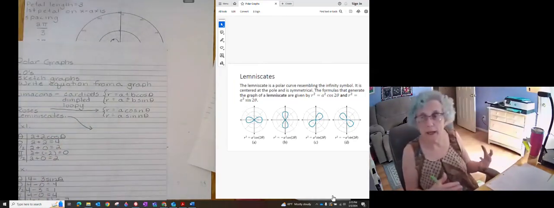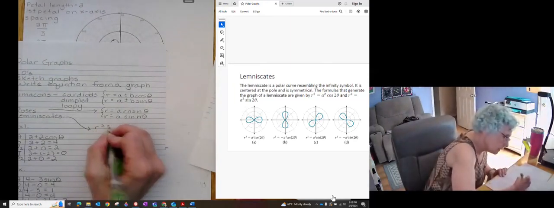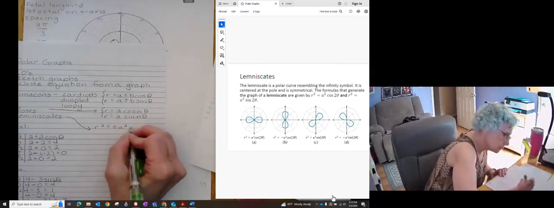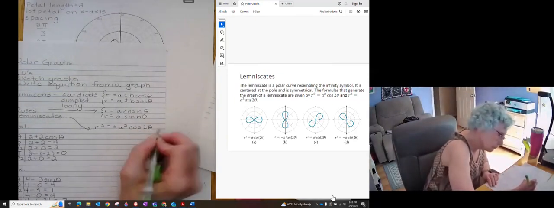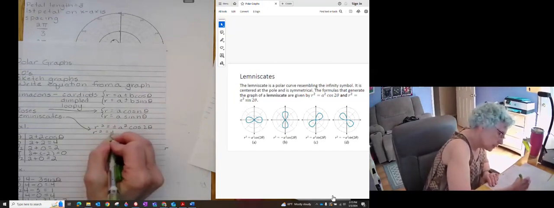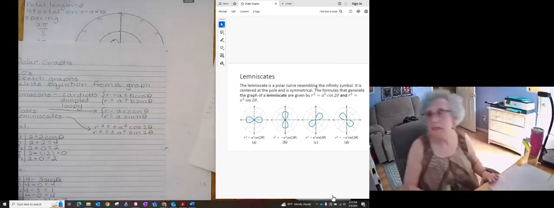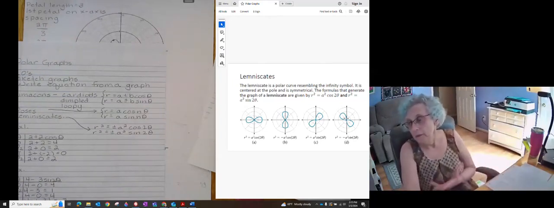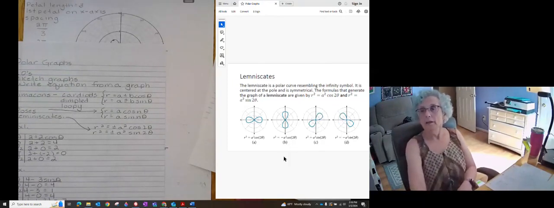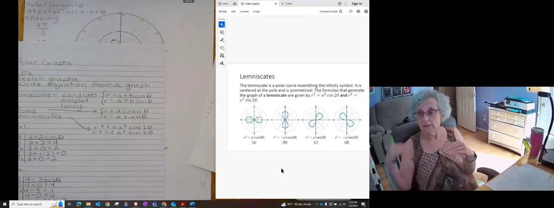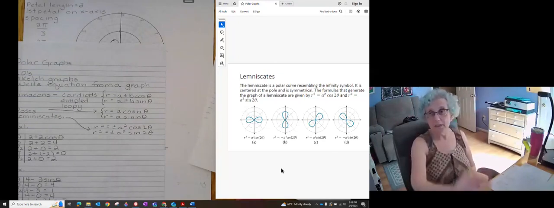And finally, we have lemniscates that always look like r squared equals plus or minus a squared cosine of 2 theta, or r squared equals plus or minus a squared sine of 2 theta. So, easy enough. They're symmetric about the pole, and they're symmetric about either the x-axis, the y-axis, the identity line, or the negative identity line.